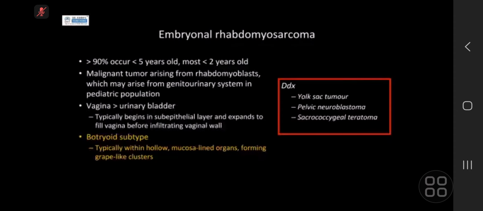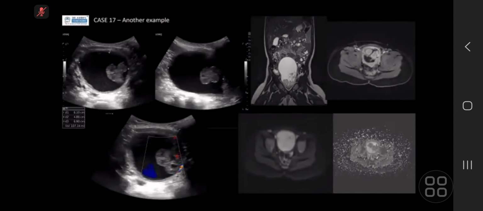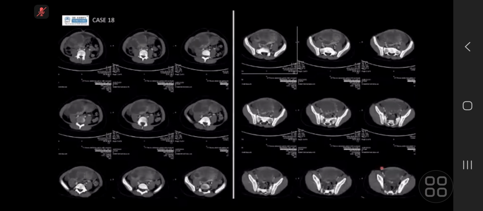Okay. I'll just show you cases because these ones are just classic again. So a similar example, or rather a similar diagnosis but a different case. Okay, seeing how it looks on MR, with evidence of restricted diffusion. Okay. Next case.